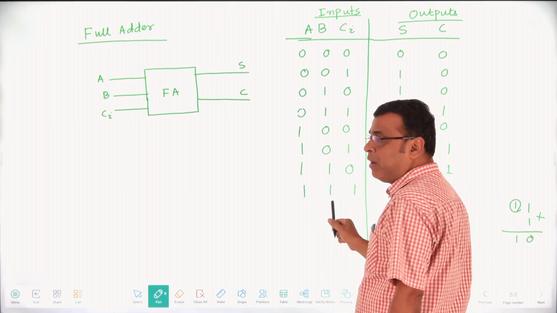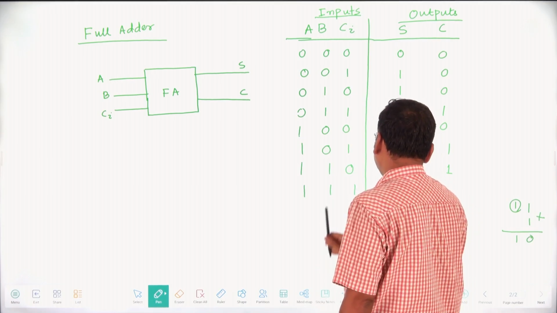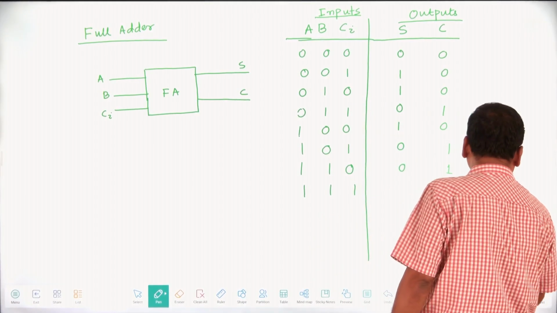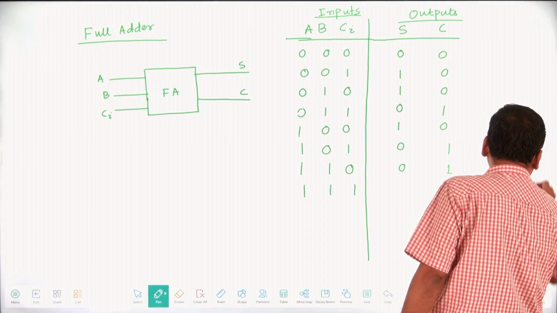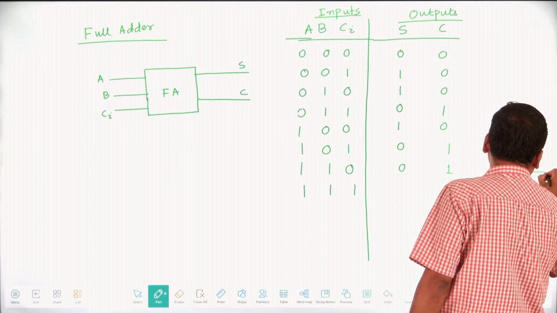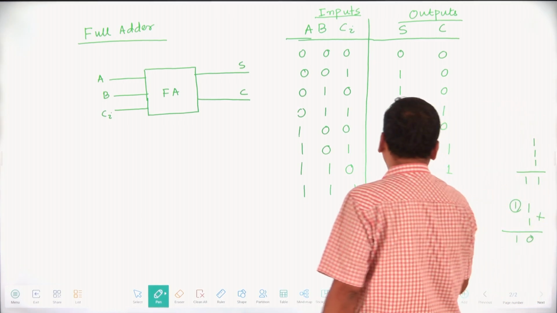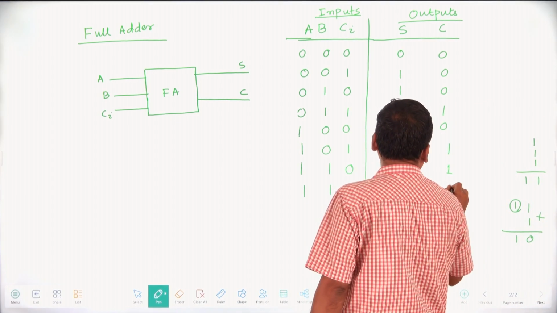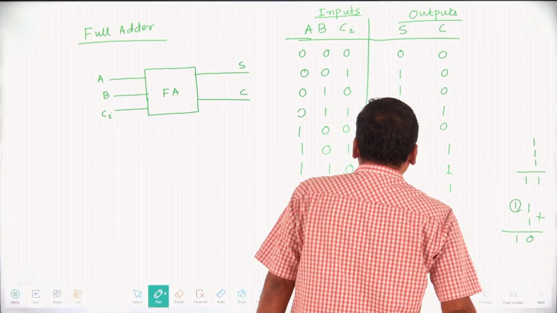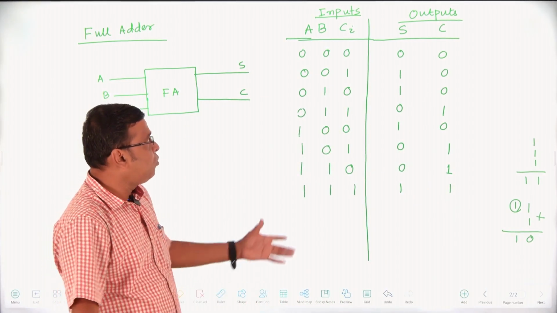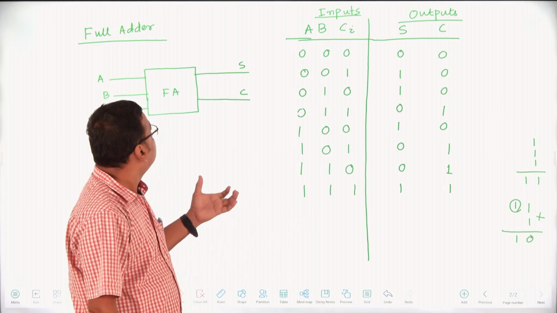Similarly, 1 plus 1 is 1, 0, plus 1, that is your 1, 1. If you add 1 plus 1 plus 1, that will be 1, 1. So that's why the sum will be 1 and carry will be 1. So this is all about the truth table of full adder.